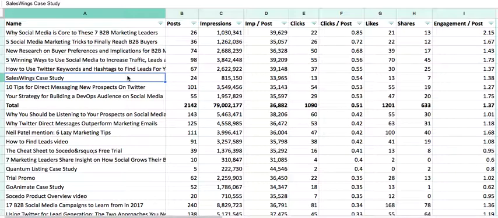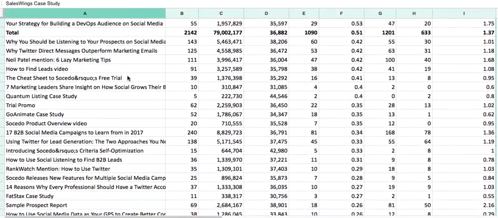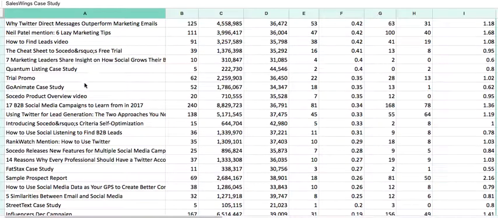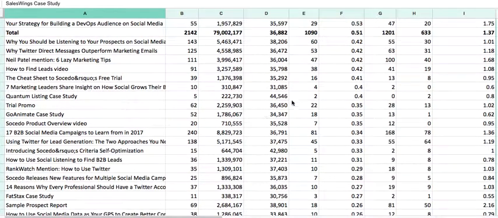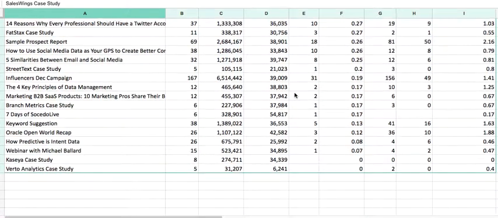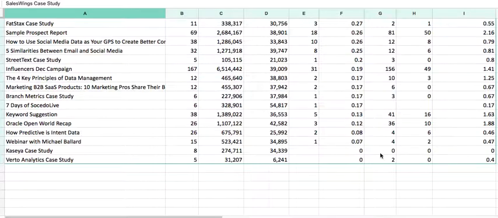Another really cool thing to see here is that this case study from SalesWings, one of our customers, is performing much better than the baseline and much better than any other case study we're promoting. Quantum Listing and Go Animate are the two closest, but they're still well below the baseline for our clicks per post and even our engagement rates. In fact, most of our case studies down here at the bottom really just not performing very well at all.